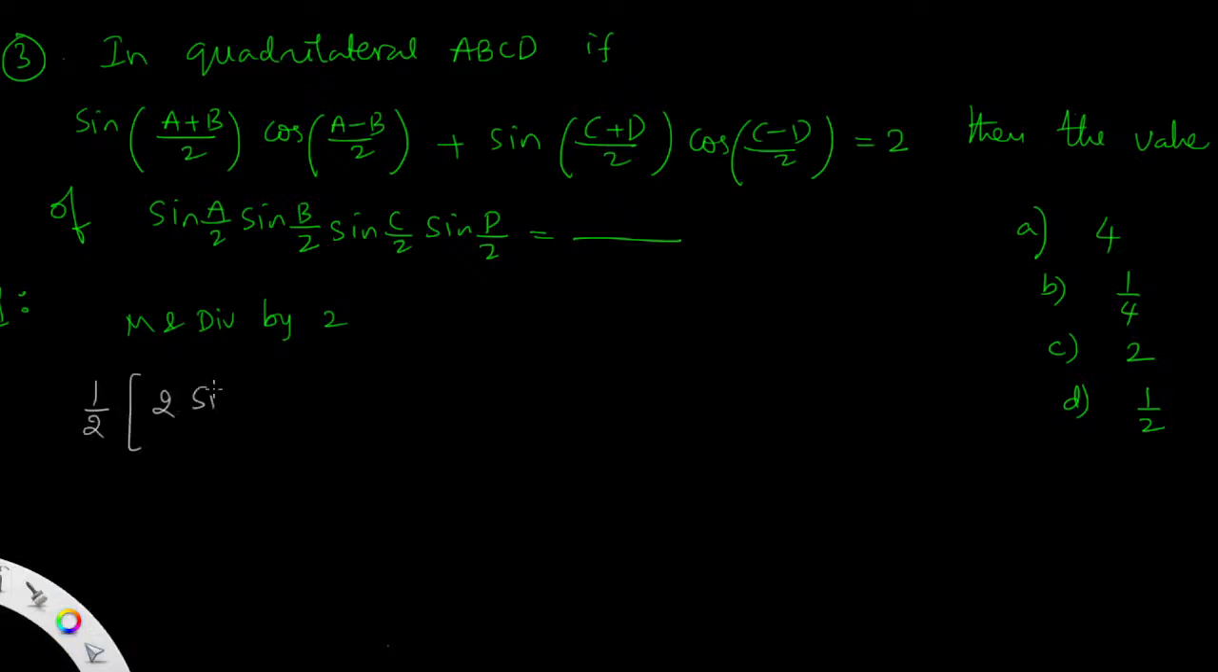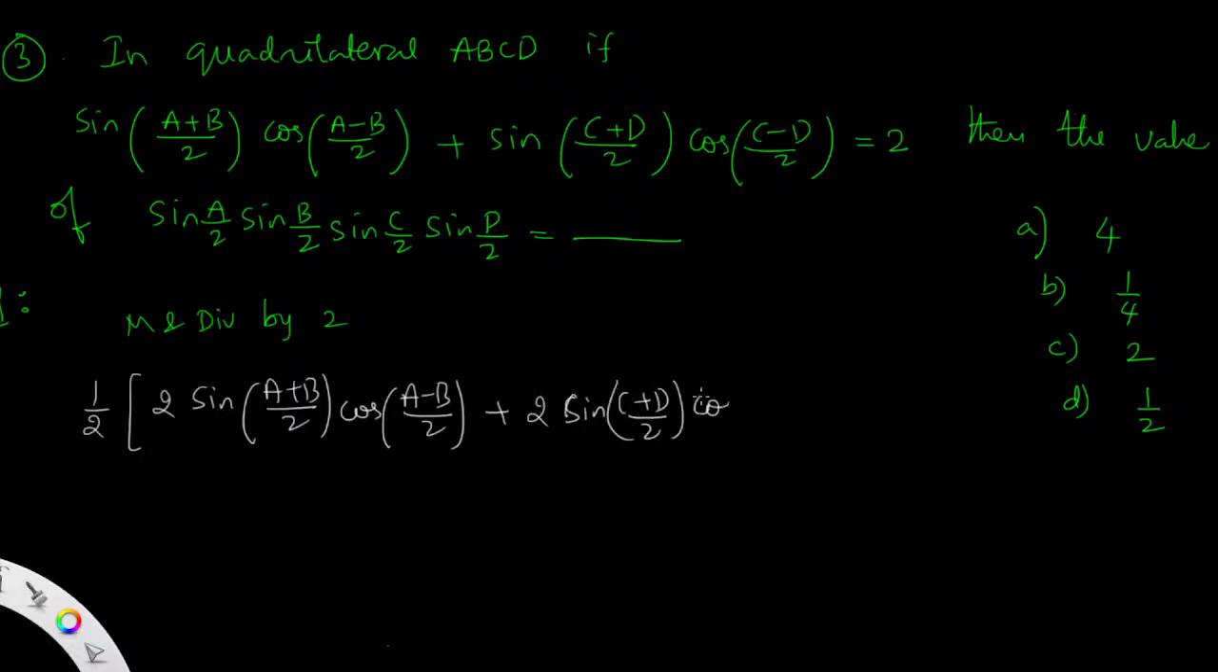So I am multiplying and dividing by 2: 2 into sine of (A plus B) by 2 into cos of (A minus B) by 2, and then plus 2 into sine of (C plus D) by 2 into cos of (C minus D) by 2. Since the 2 is not there, I am multiplying and dividing by 2. So the value doesn't change, it is equal to 2.